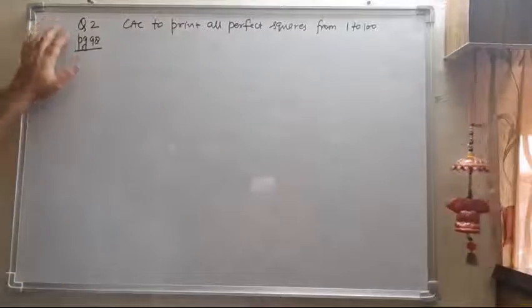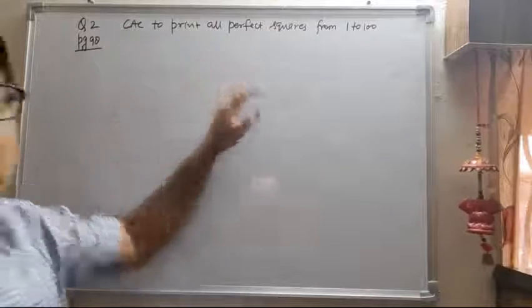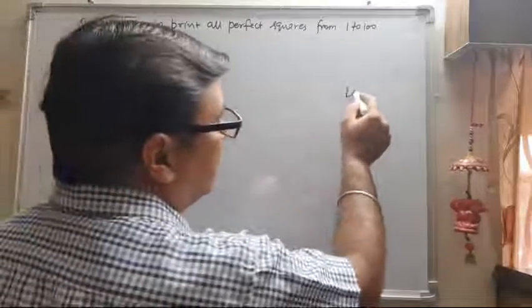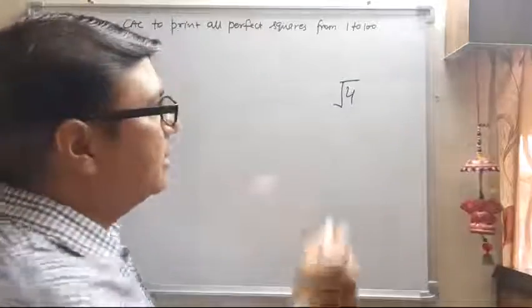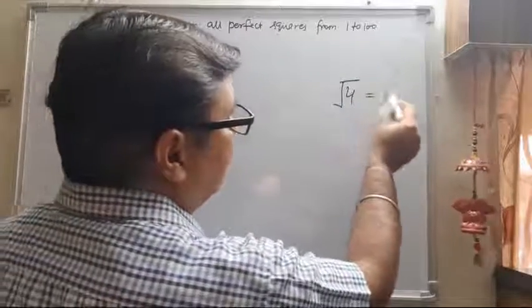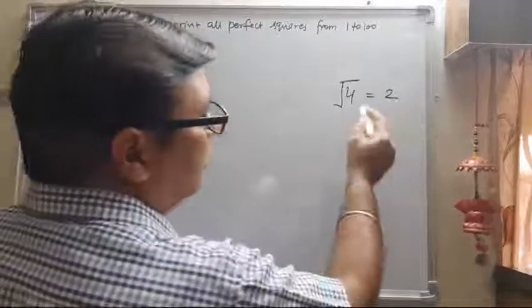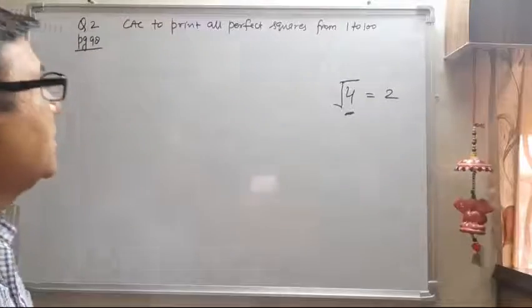This is question number 2 on page number 98. Create a class to print all perfect squares from 1 to 100. I hope you understand what a perfect square is. A perfect square is a number whose square root, if we take it, gives a whole number. That is, the square root of 4 is equal to 2, so 4 is a perfect square. Let us do this question.